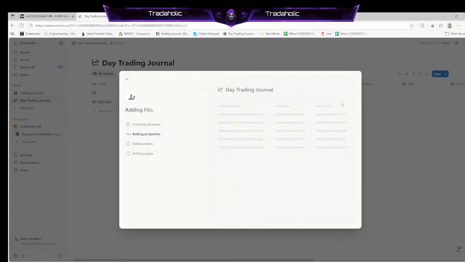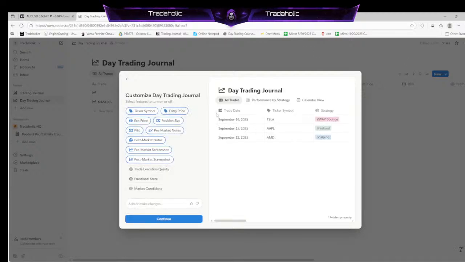So that way you don't got to go on Google Sheets and you don't got to actually do the whole thing and watch a YouTube tutorial on how to make a spreadsheet, stuff like that. Just let AI do it for you, using Notion. It will make it, as you can see here, adding P&L, adding pages, adding views, adding properties, creating database, all that kind of stuff. Then I'm gonna show you what it looks like when it's done. So as you can see, it's done.